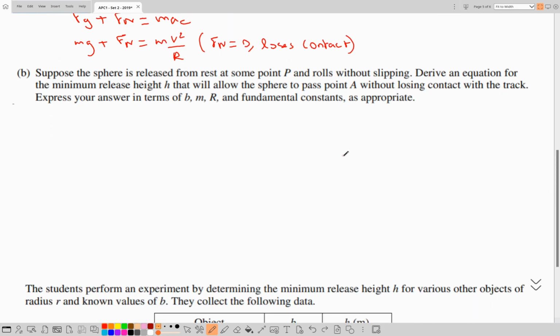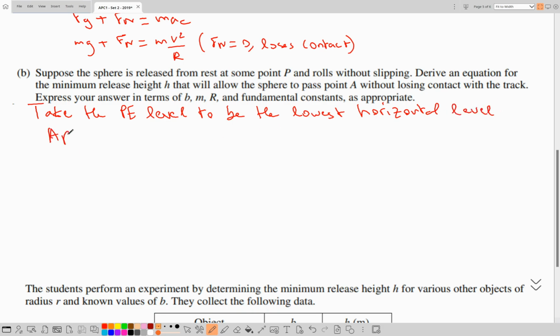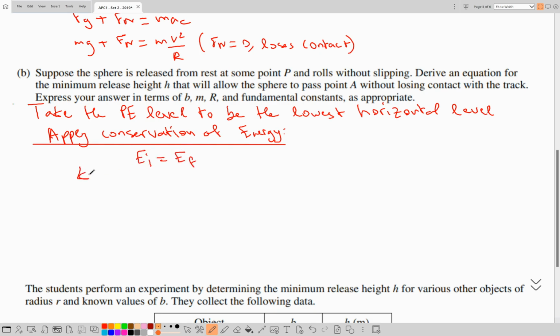So let's first state that we take the PE level to be the lowest horizontal level, and now because this is a big law, we apply conservation of energy. Which means energy initial is equal to energy final, and energy is about being kinetic and gravitational potential energy, kinetic energy and the gravitational potential energy.